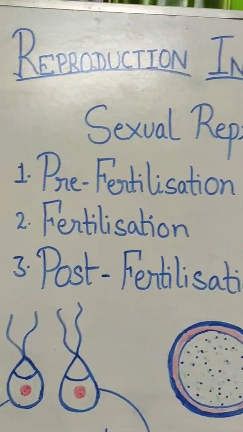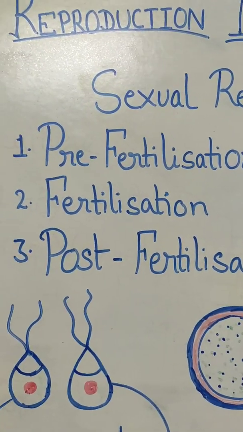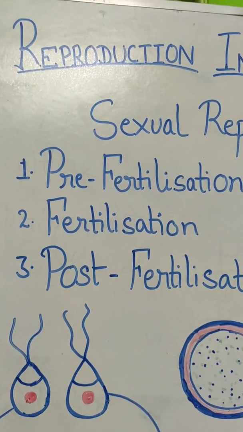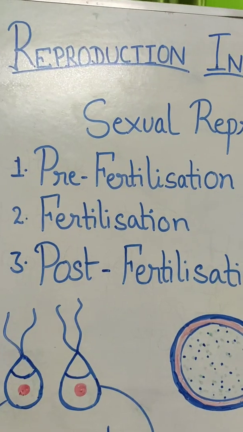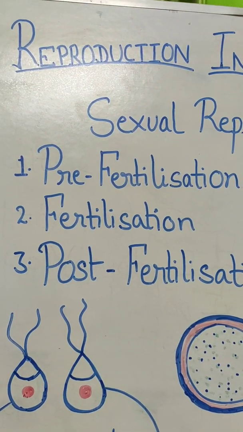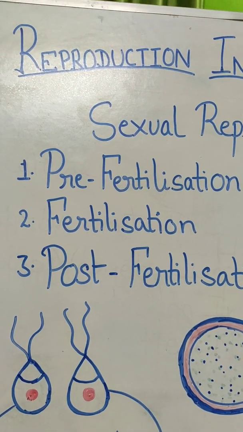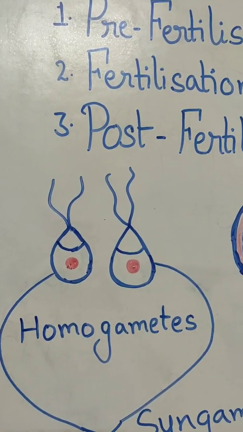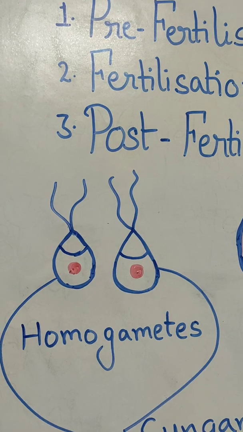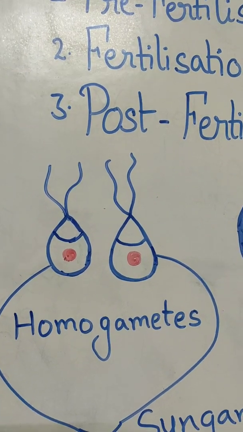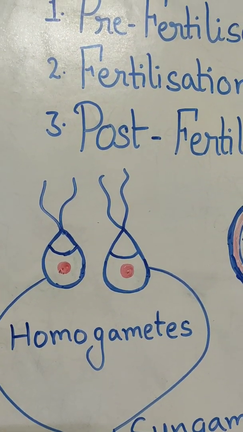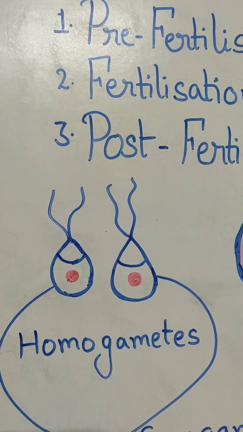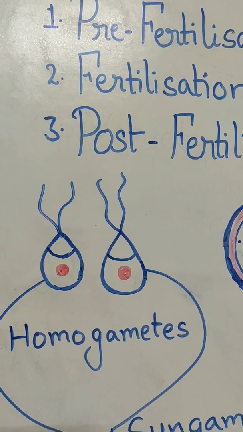Sexual reproduction can be broadly classified into three groups. First, pre-fertilization, followed by fertilization and post-fertilization. Pre-fertilization includes gamete formation. When the gametes are of the same type, identical, we call those gametes homogametes, or this type of gametes are called isogametes.